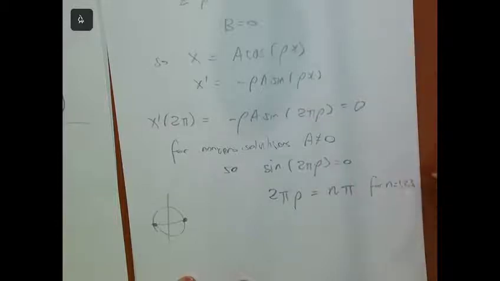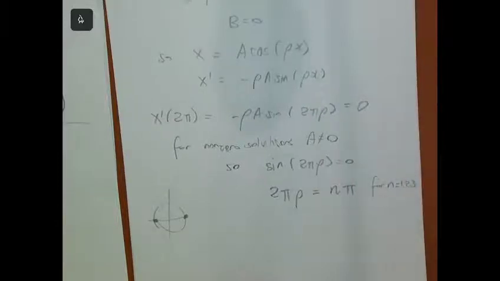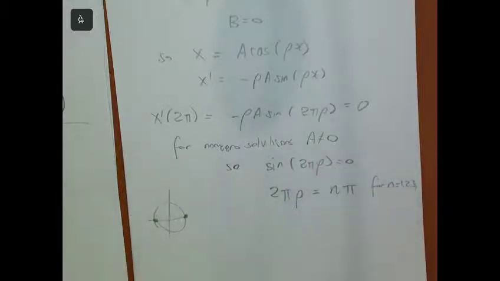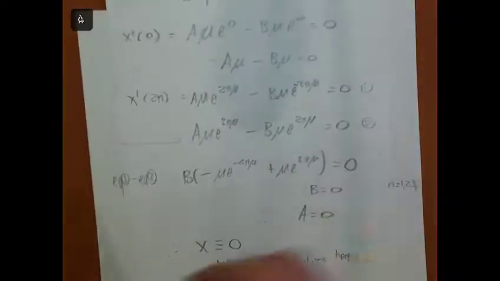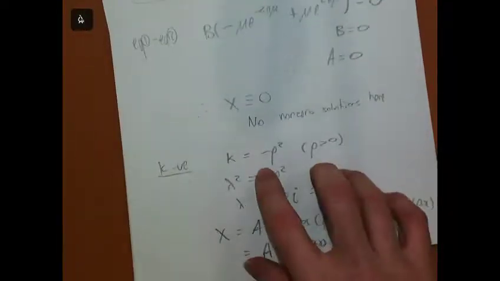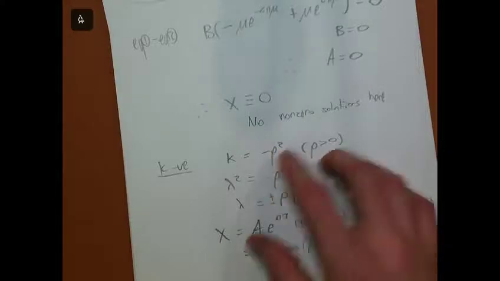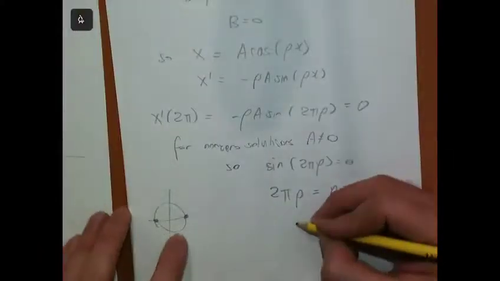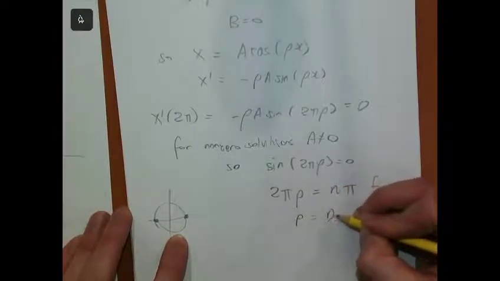Now why would I not choose 0 pi? Because of course if this was 0, sine would be 0. And that's because I know that rho isn't 0 because I've already covered the k equals 0 case. So rho's not allowed to be 0. And so in fact rho is n on 2.